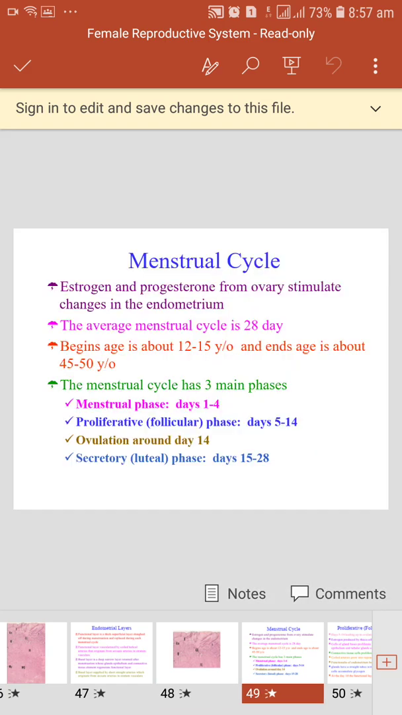Now we come to the menstrual cycle. Estrogen and progesterone from the ovary stimulate changes in the endometrium. The average menstrual cycle is 28 days and begins at about 12 to 15 years of age. It has mainly three phases: the menstrual phase of 1 to 4 days; the proliferative phase, which is also known as the follicular phase, extending from day 5 to 14, with ovulation around day 14; and the secretory or luteal phase, which extends from day 15 to 28.